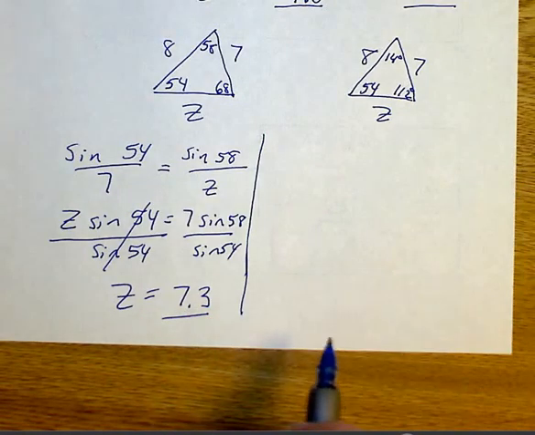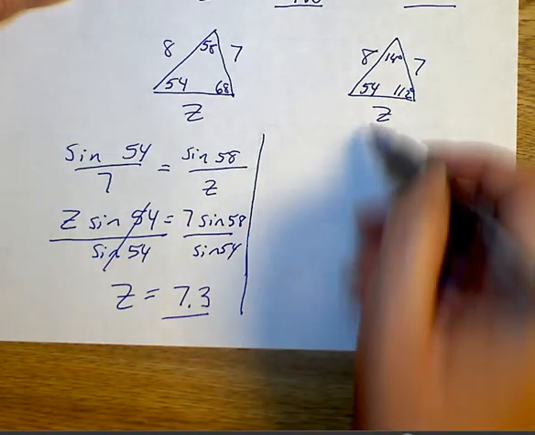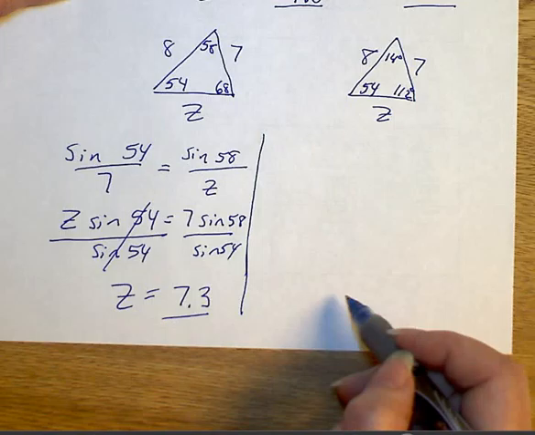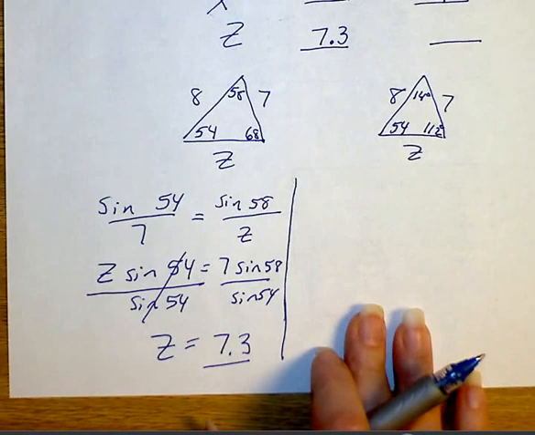Okay. Alright, so I want you to try to solve for z on this last triangle. So solve for z on your own on this last triangle, and then we'll come back to it.